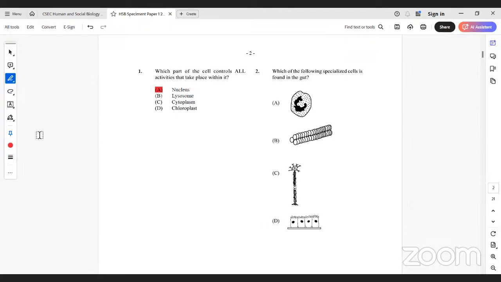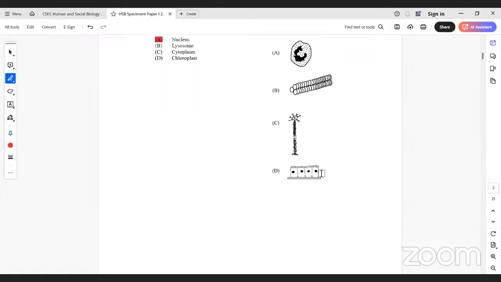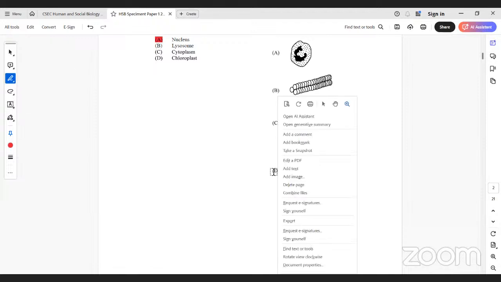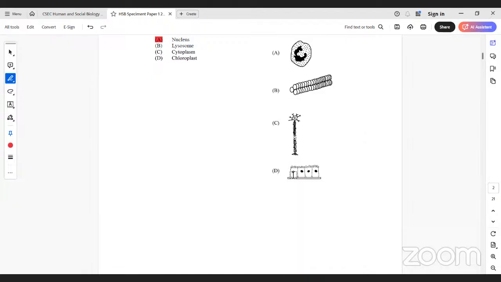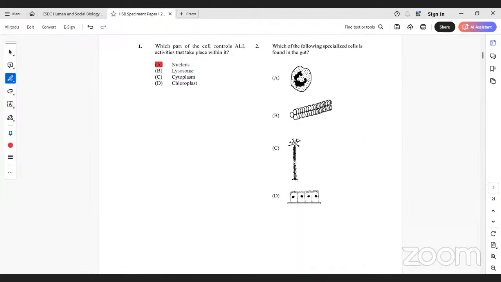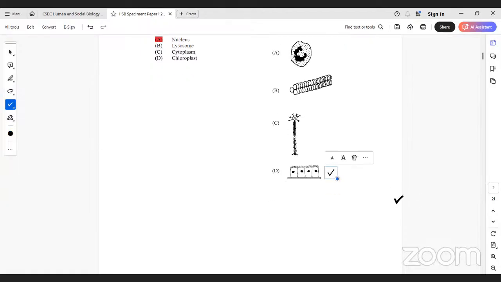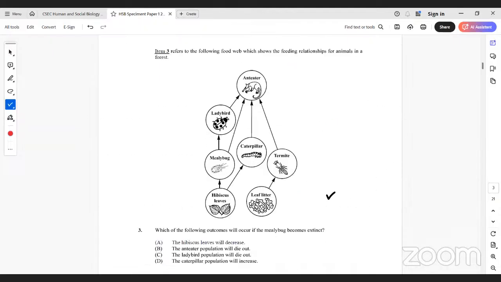Why can't I highlight this? I need to be able to highlight this. Come on, come on. It's D. I want to choose D, but it's not letting me highlight D. I don't know why. So let me just put a check mark for D. Yeah, change it to red. All right, let's continue on.